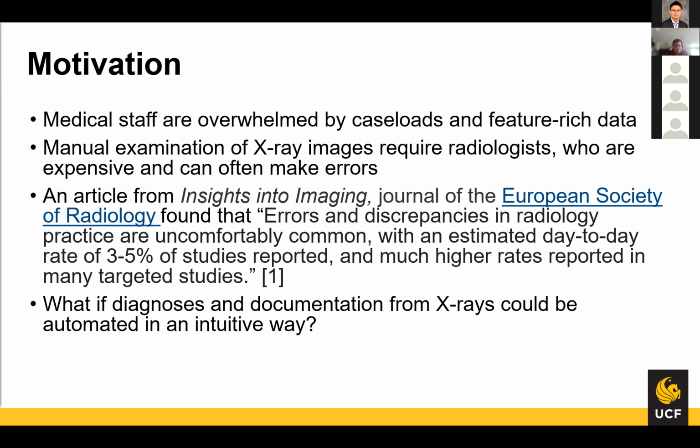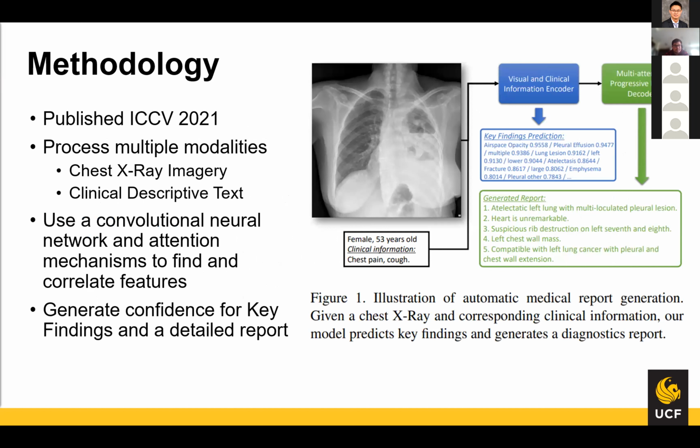So what if diagnoses and documentation from X-rays could be automated in an intuitive way? The methodology that the authors proposed was to process multiple modalities, the chest X-ray image itself, as well as a clinical description of the patient. And they used both convolutional neural networks and attention mechanisms to find and correlate features between the images and the text descriptions. They then generated confidences for key findings and a detailed report that you can see in the far right green there.